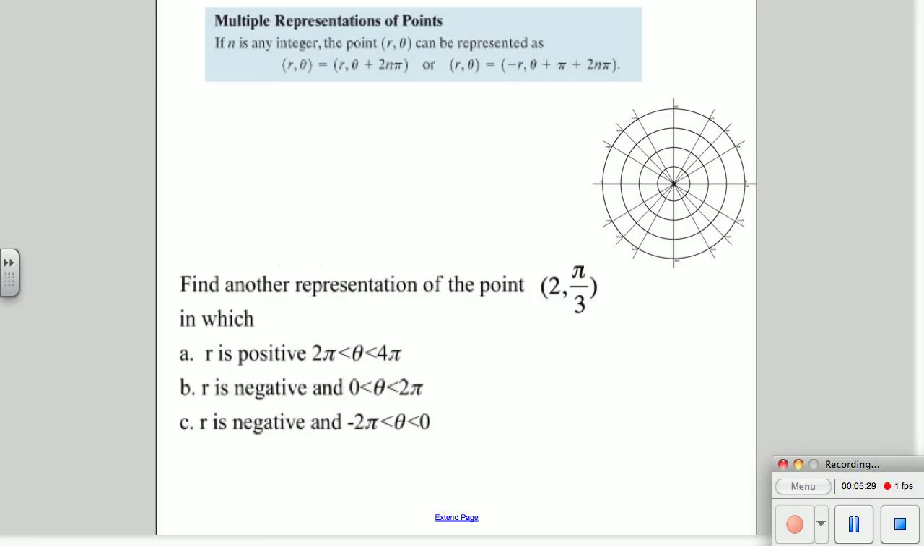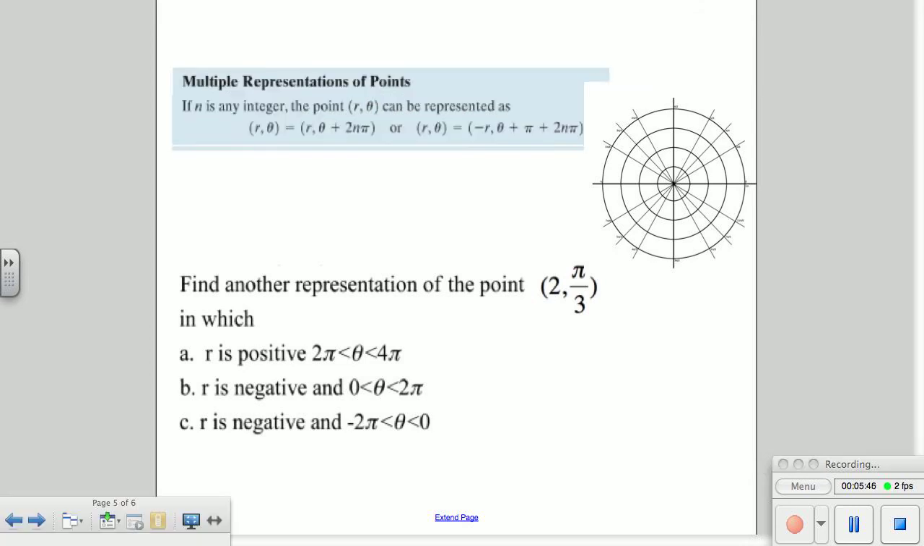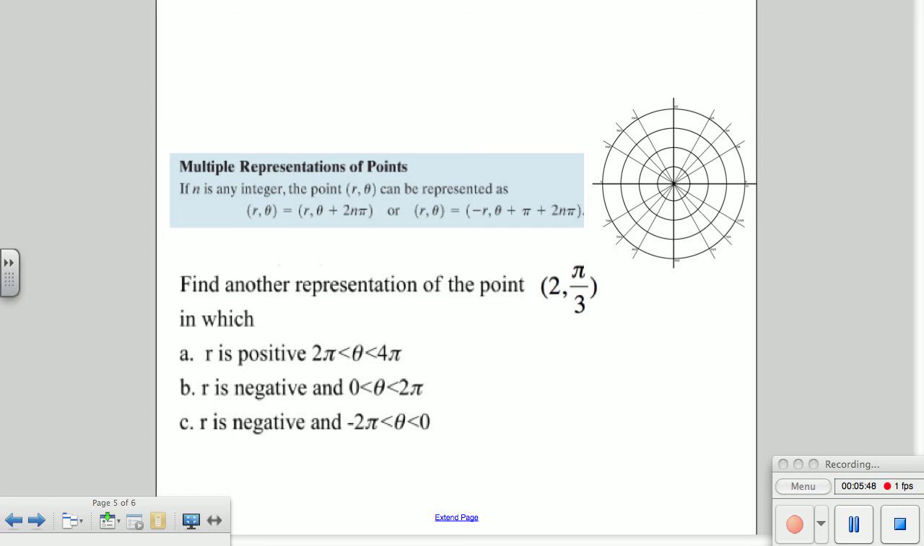All right, now unlike an XY axis, when you have a point XY, that's the only way you can have that point on the graph. There's never multiple representations of the same point. In our polar axes, it's a little bit different because you can go around and around and around the unit circle many times. Let's visualize an example for a minute.